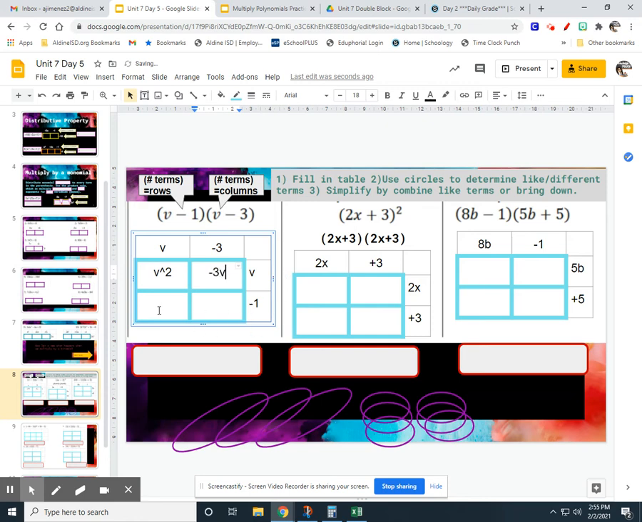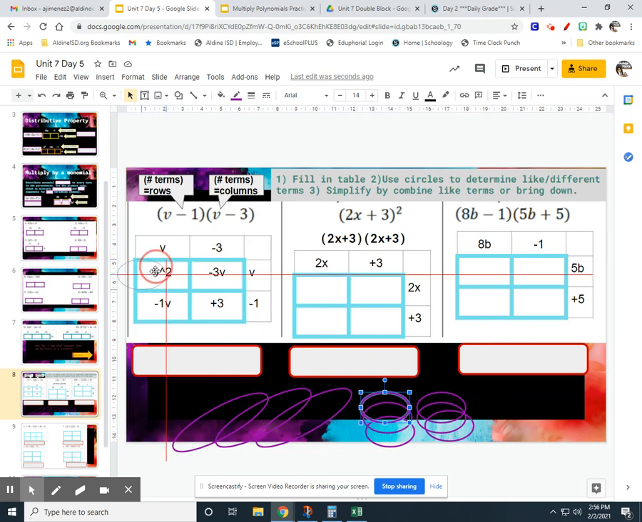Now I go to the next row. I'm multiplying these columns by negative 1. So negative 1 times v is negative 1v. And then negative 3 times negative 1 is a positive 3. I'm going to show you all my different terms. My different terms are this one. I only have 1 v squared, and I only have 1 constant.